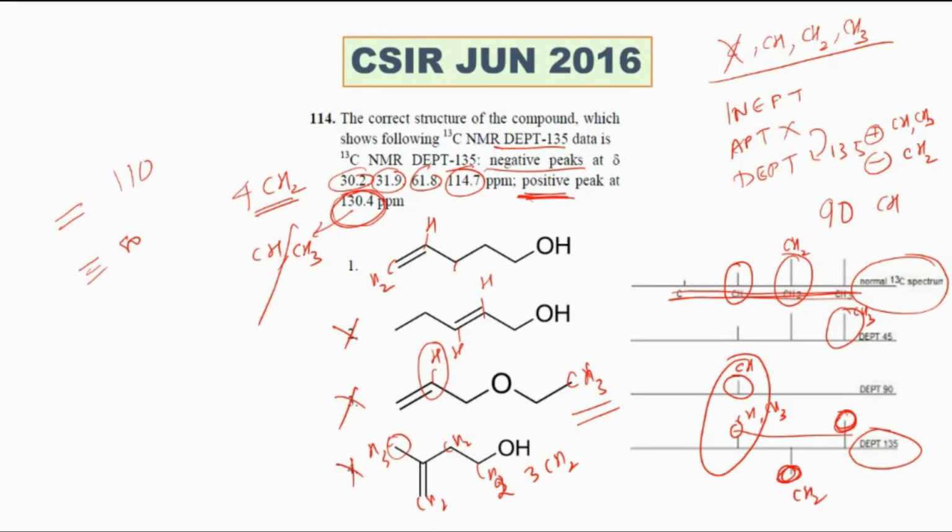Okay, so you have a CH2. This is CH2, this is also CH2, this is also CH2. 1, 2, 3, 4 CH2. Very good. One CH. Very good. We don't even need to look at the values. Is this okay? Have we solved the problem?